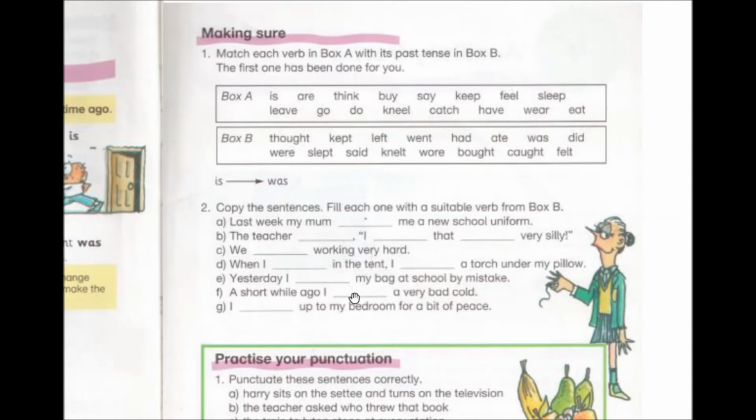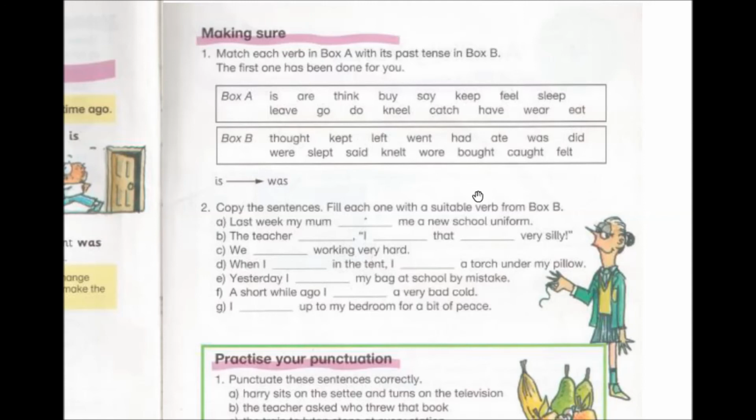And what you've got, 2 boxes, box A, box B. Match each verb in box A with its past tense in box B. The first one has been done for you. So you've got is and was. There's is and there's was. Now, my expectation is I don't think you'll actually need to use box B for this exercise. I think mostly you'll know which one to use. Box B's there just in case you can't remember.